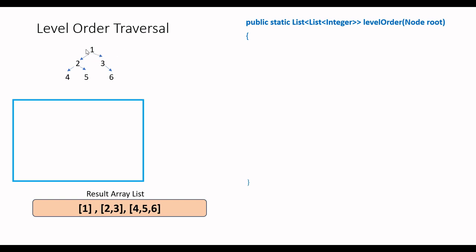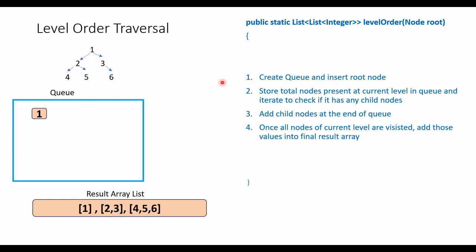This is level 1 which has a single node, then level 2 has two nodes and level 3 has three nodes. So we want the final array list to display a list of arrays in such a way that they are traversed as per their levels. So this is the expected output, and let us see the approach for this problem to get the solution.